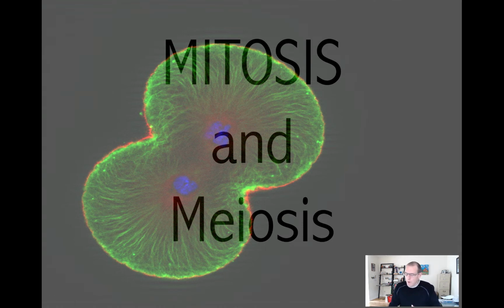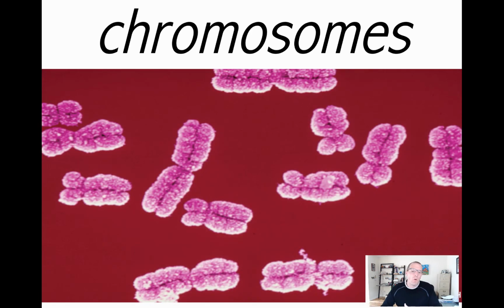We'll start out though with a quick discussion on chromosomes and really understanding mitosis and understanding meiosis. It's critical that you understand chromosome structure and how chromosomes behave in the cell during mitotic or meiotic cell division. So we're going to start out taking a look at some chromosomes.